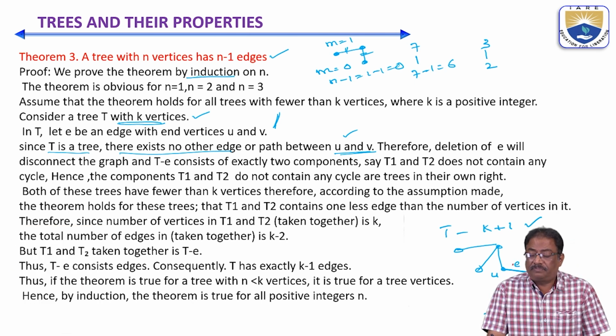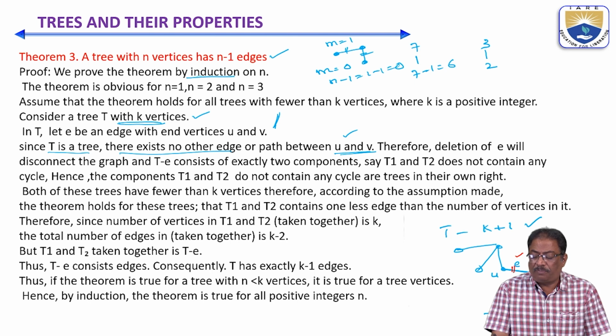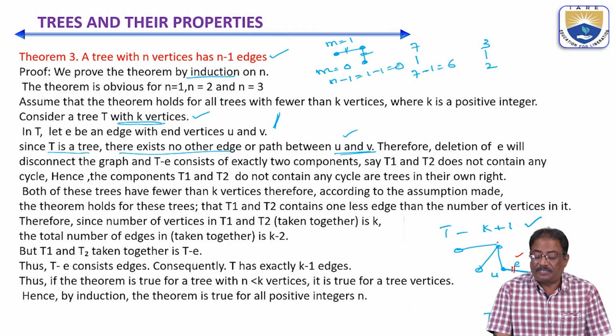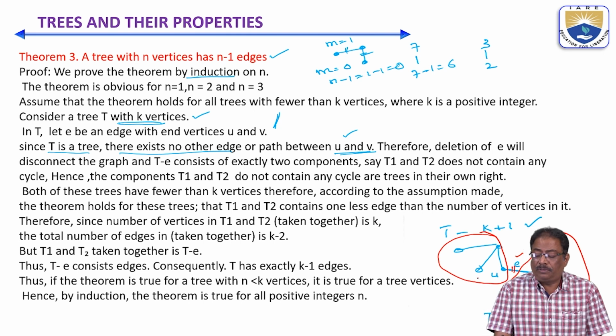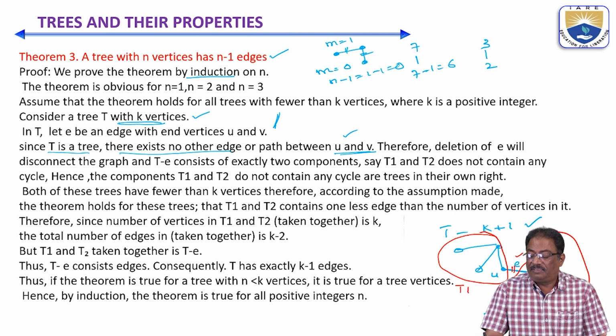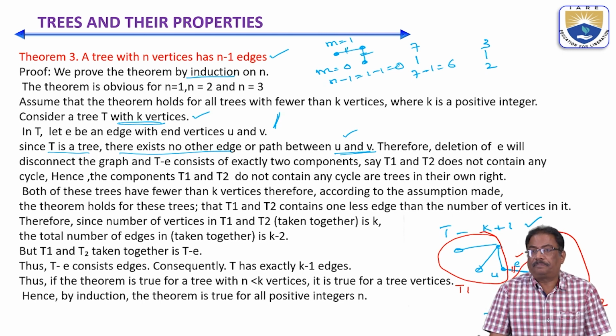I am going to consider a tree which is having k plus 1 vertices. In that I am going to consider one edge E which is connecting the vertices u and v. Now if I remove this edge, the graph is disconnected. That means the tree is disconnected and it will become two components. Each component will be a connected subgraph which does not have any cycles. So this is one subtree and this is another subtree.